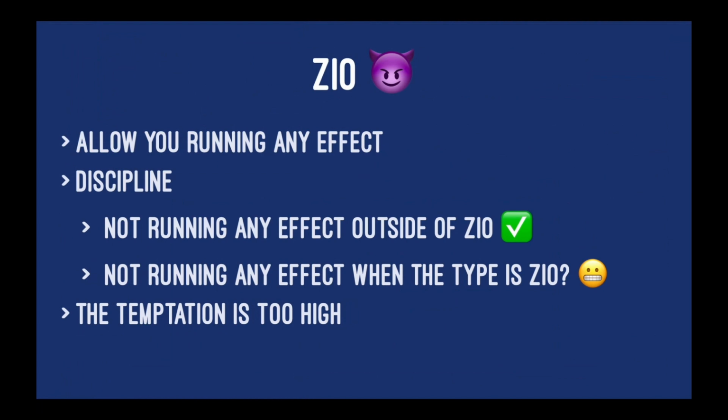However, the problem is that, again, this is too powerful. Our team has good discipline when it comes to not running any side effect outside of ZIO. We know that if we have to run a side effect, it needs to be wrapped in ZIO. But if the type is ZIO everywhere, then what prevents us from just coding something that does some side effect? The temptation is really high. And even though we say we should not do it in this part of the code, we might miss it in code reviews because the types align and it's not going to be shocking. So ideally, we need something that is a bit less powerful.